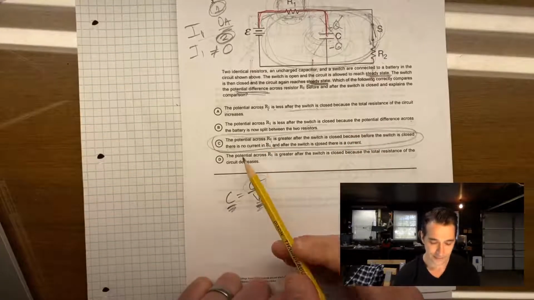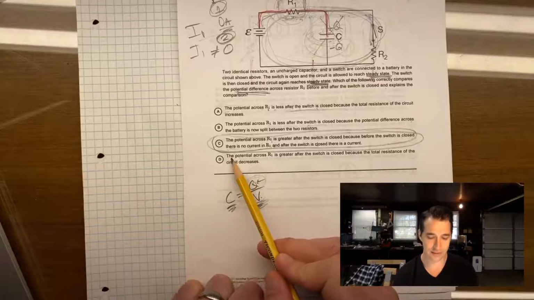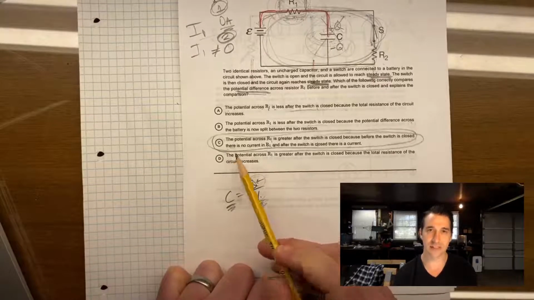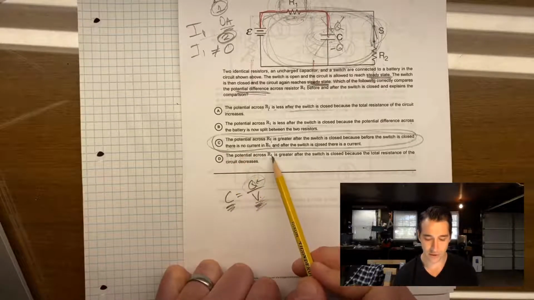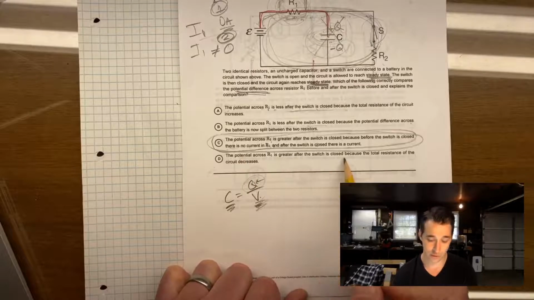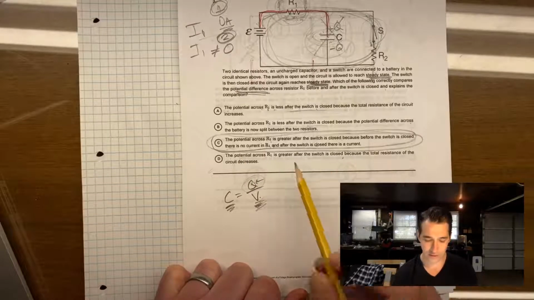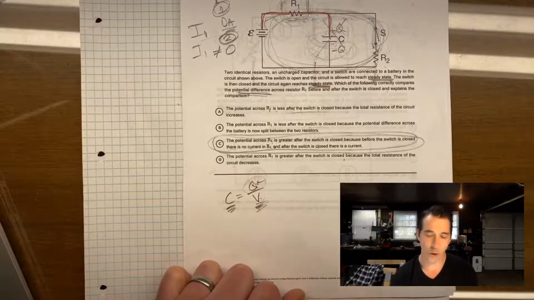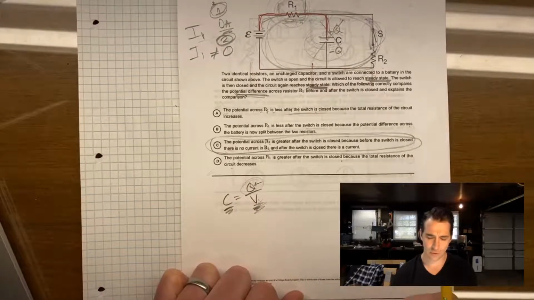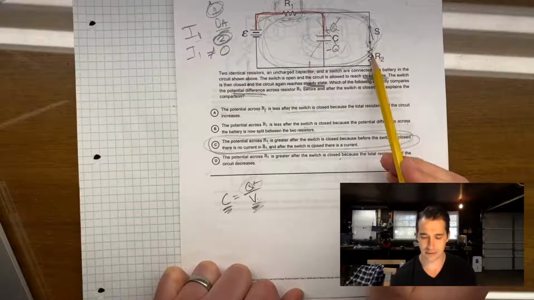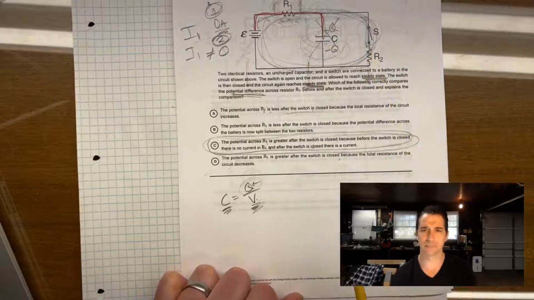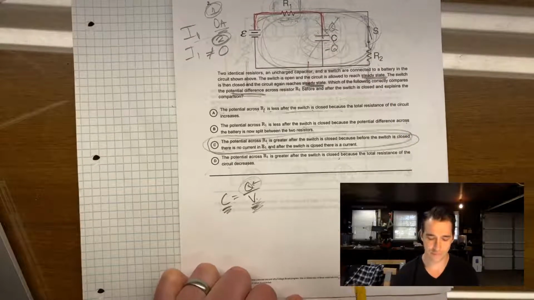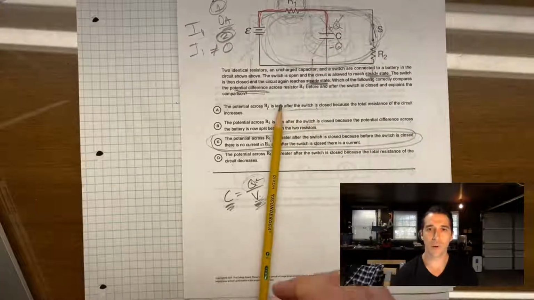Okay? And let's just read the last one just for consistency. Make sure that there wasn't some trick question in here. The potential across R1 is greater after the switch is closed. We said that. Because the total resistance of the circuit decreases. No, that's not a reason. And does the total resistance decrease? Well, these are in series, and no, that doesn't make sense. That's the wrong answer. All right, so I hope that helped.